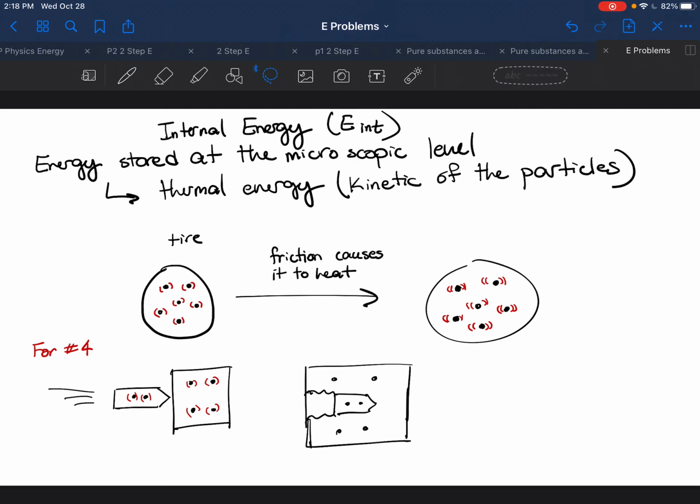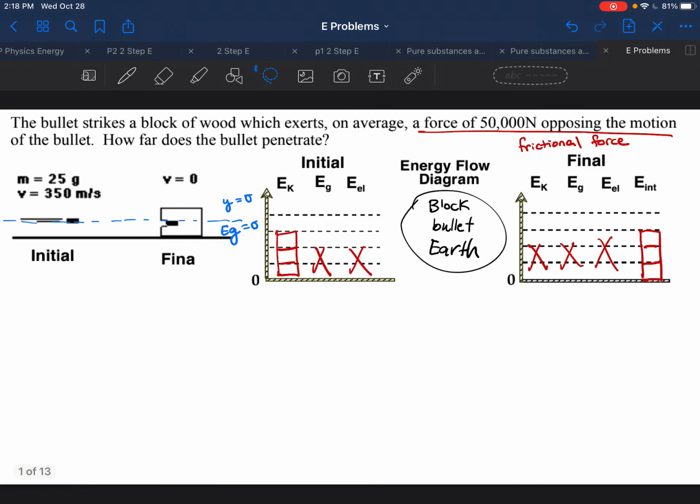It's created some sort of hole in it. And what happens is the friction of the metal of the bullet against the wood creates heat, increasing the thermal energy of the particles inside both the bullet and the block. So now all the kinetic energy that the bullet had is stored internally, at the level of the particles microscopically, in terms of the particles' vibrational motion. So all my energy is stored internally.